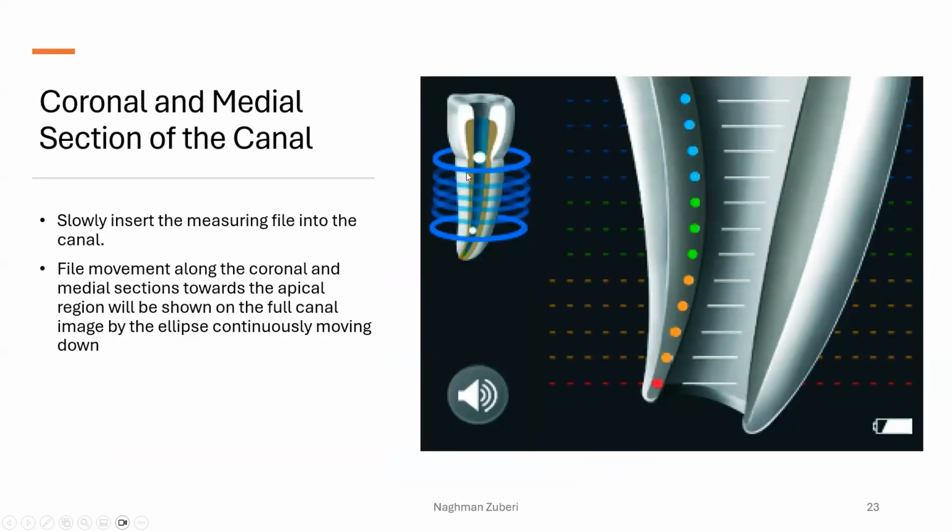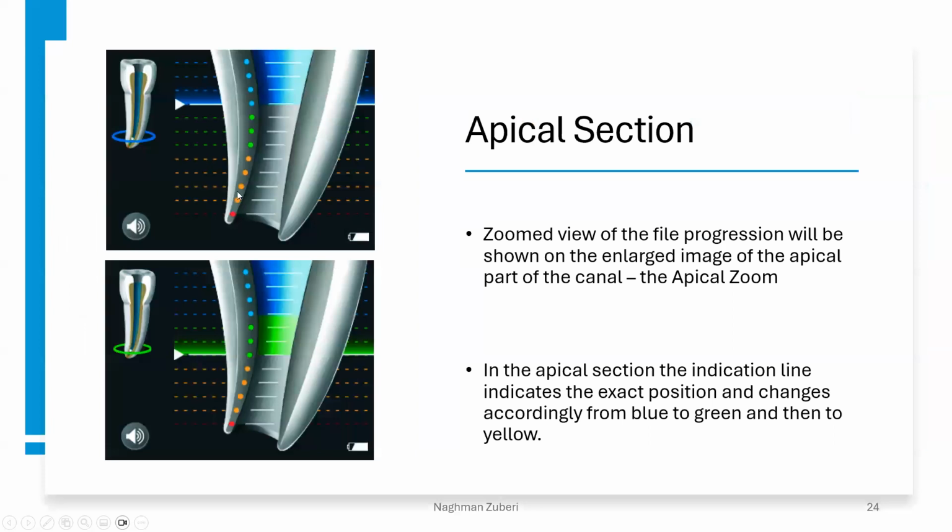Coronal and medial section of the canal. Slowly insert the measuring file into the canal. File movement along the coronal and medial sections towards the apical region will be shown on the full canal image. This is the full canal image, with the ellipse continuously moving down from here to here. It will be shown when you reach the apical area. It's not yet visible over here.